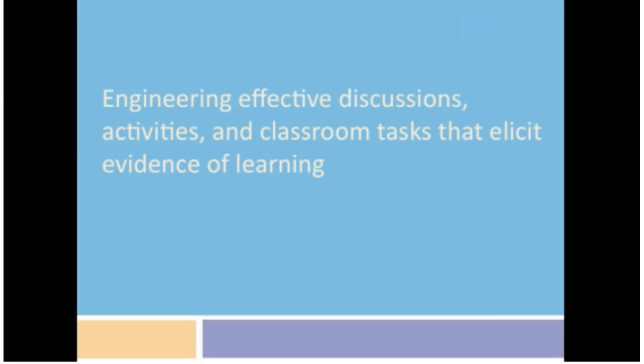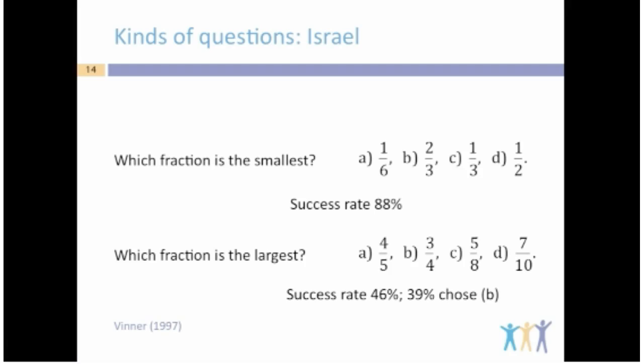Engineering effective discussions, activities, and classroom tasks that elicit evidence of learning. The design of questions is very important. These 2 questions come from the 3rd International Math and Science Study, TIMSS. And these are the data for Israeli students in middle school. So question 1 is which fraction is the smallest? Success rate 88%. Question 2, which fraction is the largest?